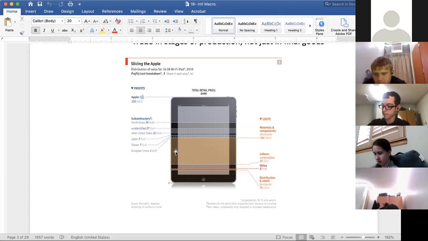And then you can see subcontractors, South Korea, $34. That's mainly the computer chips. Unidentified countries, other United States companies, $12. Japan, $7. Taiwan, $7. European Union, $2, right? So this iPad is really from a bunch of different countries. But how do we tend to count exports and imports? We look at them at the final stage, right? The final good. And so because the final good is assembled in China, we call it an export to the United States, even though the US is getting far and away the most money out of this.